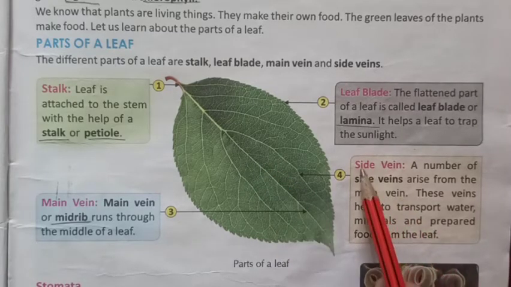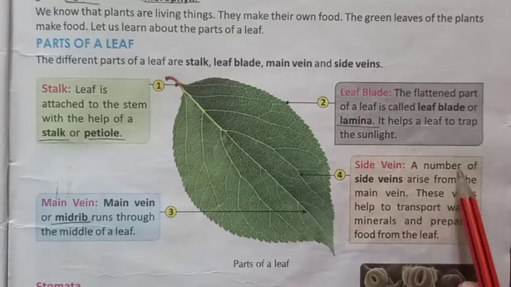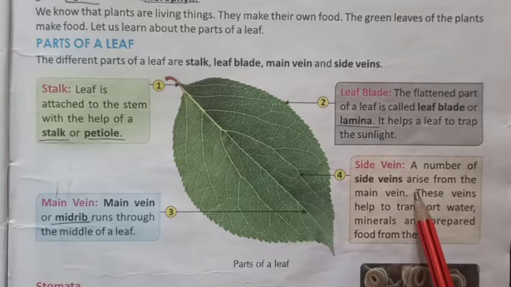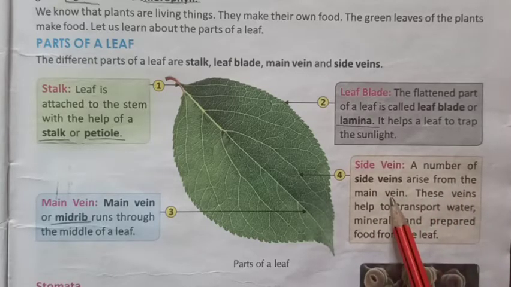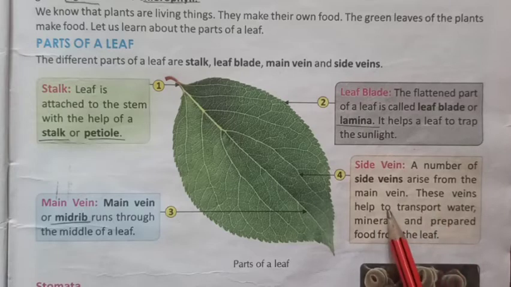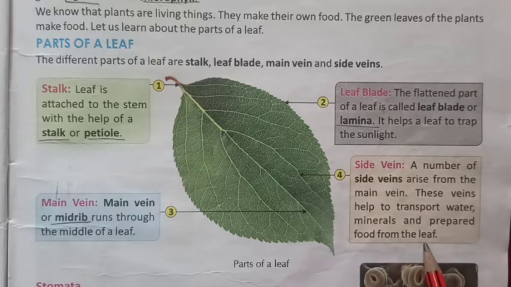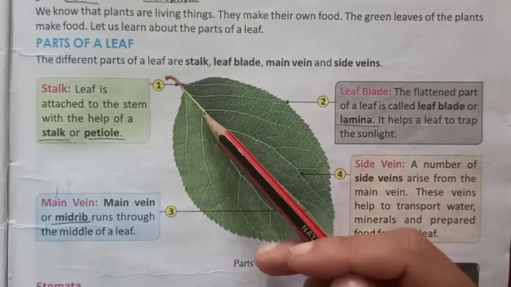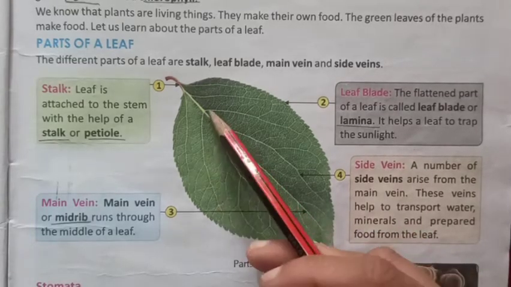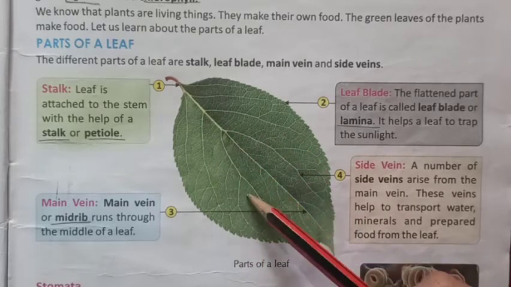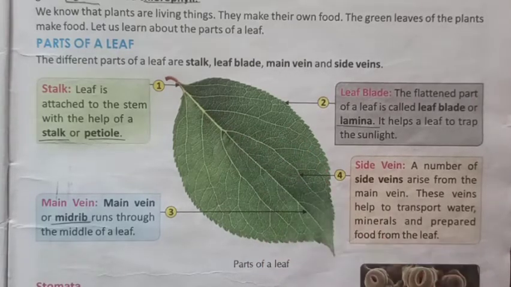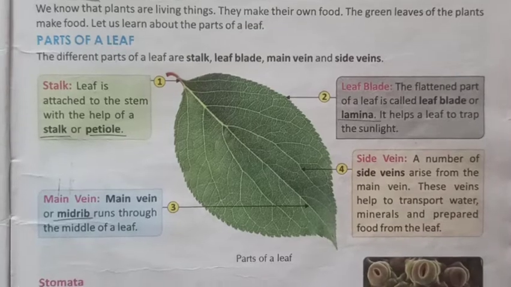The fourth part is side vein. A number of side veins arise from the main vein. These veins help to transport water, minerals and prepared food from the leaf. So here you can see these veins. The veins that arise from the main vein are called the side veins.